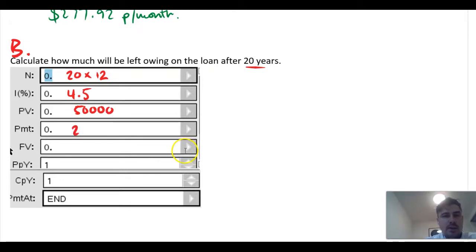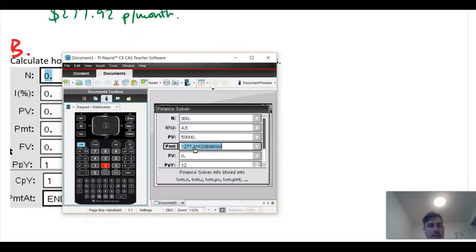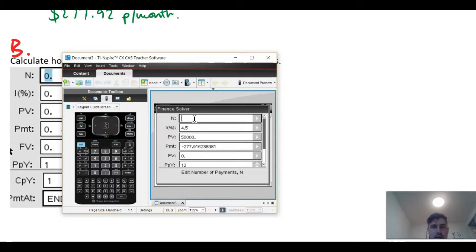PMT, I now know, is 277.92, and that's negative. FV is the unknown in this situation, so we leave that out, and then PPY and CPY are 12 and 12. Now this will allow me to find the value of the future value there, after 20 years. So let's have a look at that. I don't have to change too much here. I just need to go in and change this one, so it's 20 times 12. That's all the same. And now I'm going to highlight the FV box, and I'm going to press enter, and that's going to give me the amount owing.